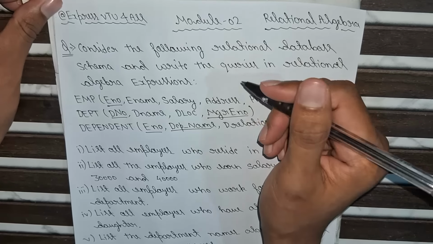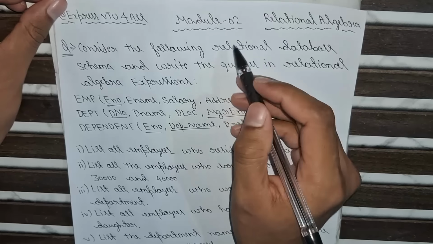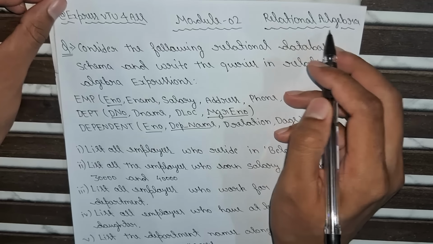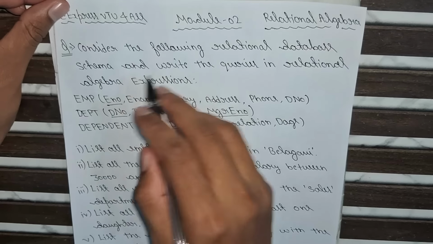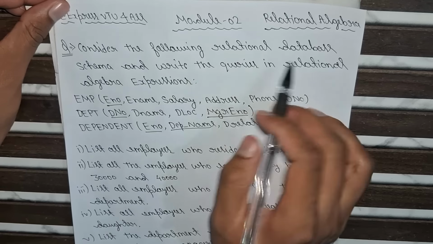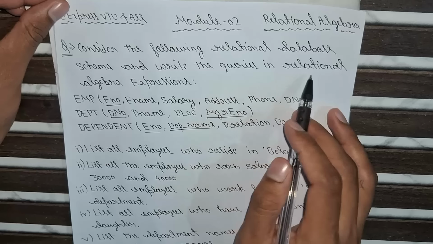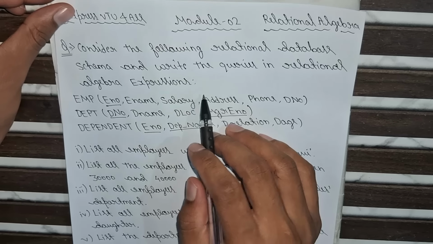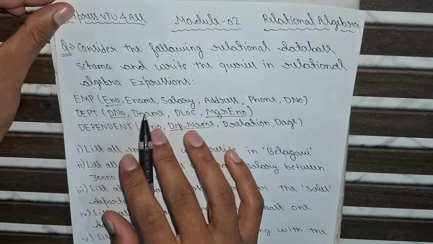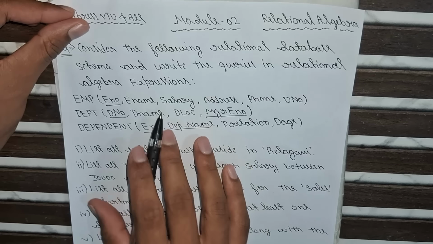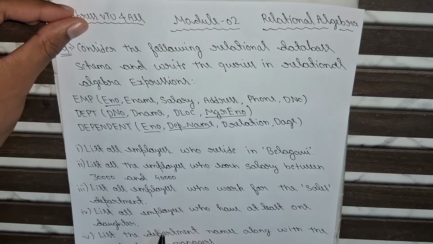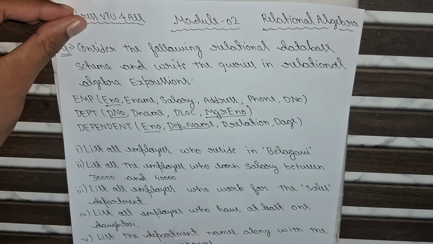In this video, we are going to discuss a very important question from Module 2 which is based on relational algebra. So our question is, consider the following relational database schema and write the queries in relational algebra expression. So here a relational database schema is given. On the basis of that, we have to answer this question in a relational algebra expression.